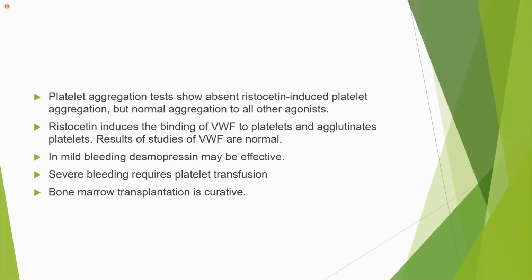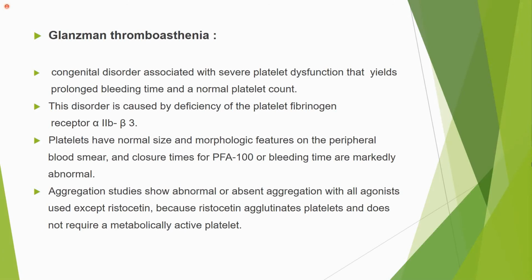Bone marrow transplantation is curative, but it is a very expensive and very complicated procedure. So usually we don't go for the bone marrow transplant. It's still under trial. The second one is Glanzmann thrombasthenia. It is a congenital disorder associated with severe platelet dysfunction that leads to prolonged bleeding time and a normal platelet count. This disorder is caused by the deficiency of the platelet fibrinogen receptor.